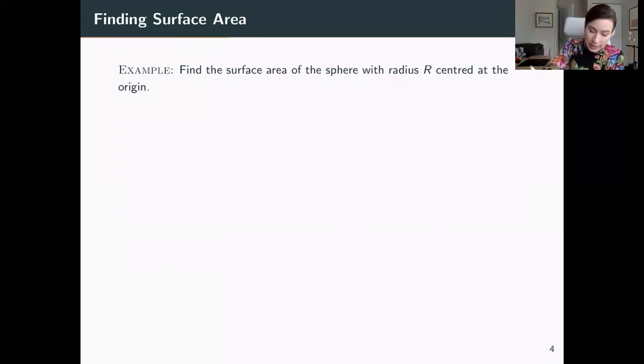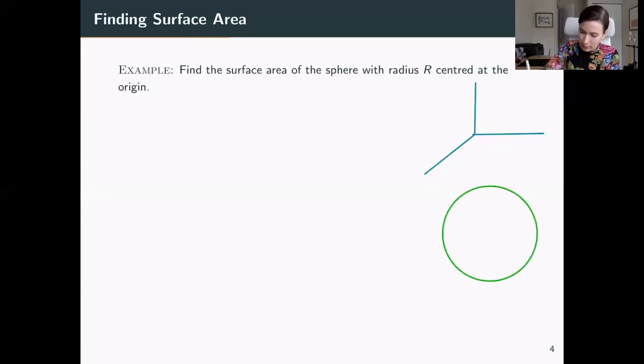So if we try to graph what our surface is looking like, we know that we're dealing with a sphere of radius r centered at the origin. So the surface that we are actually trying to find, and if I go ahead and do this.